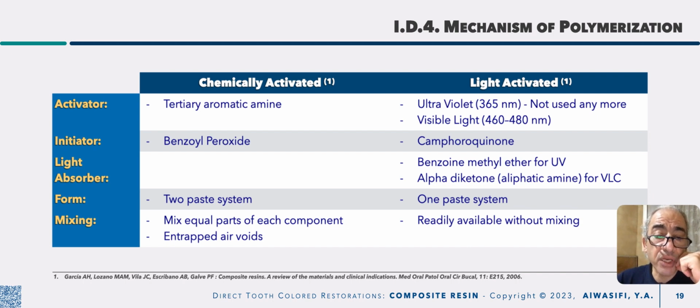Initiator is camphorquinone, and we need a light absorber to fasten the decomposition of camphorquinone, in the form of benzoin methyl ether for ultraviolet, and now we use alpha diketones, which are aliphatic amines, for visible light cure. It comes as a one-base system, readily available. You just cut a piece and pack it inside a cavity. That's why the material is readily available without mixing.